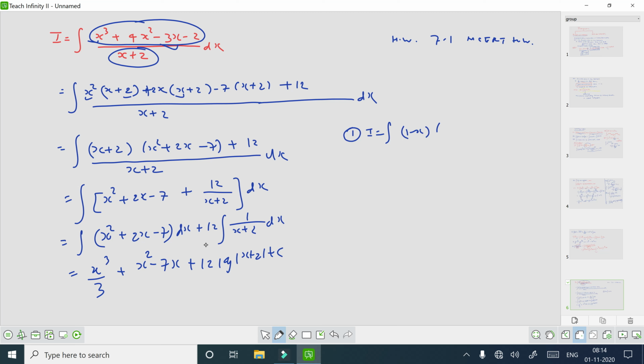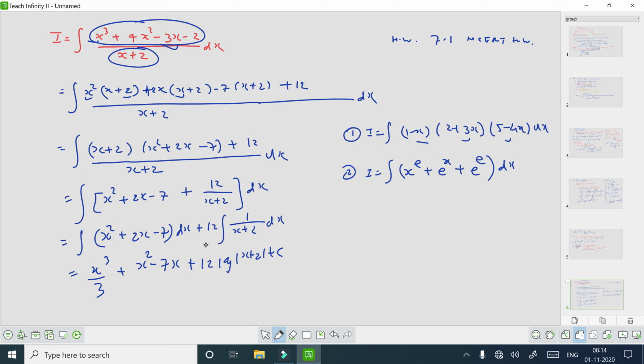1 minus x, 2 plus 3x, 5 minus 4x into dx. Multiply this term and this term, and get the standard forms. Second one, I is equal to x raised to e plus e raised to x plus e raised to e. Let us solve this one.